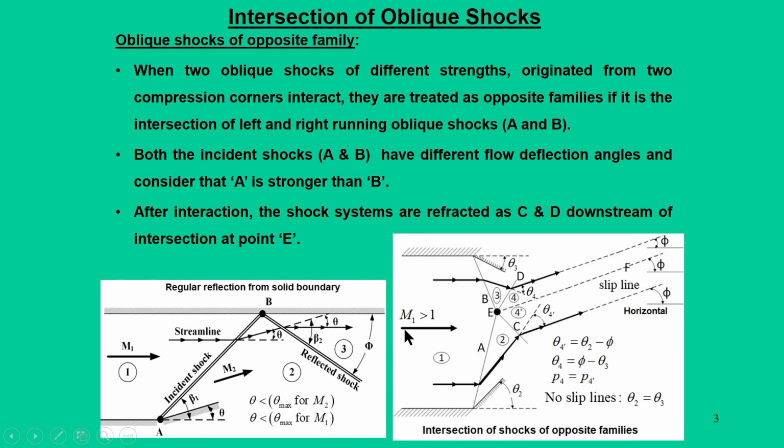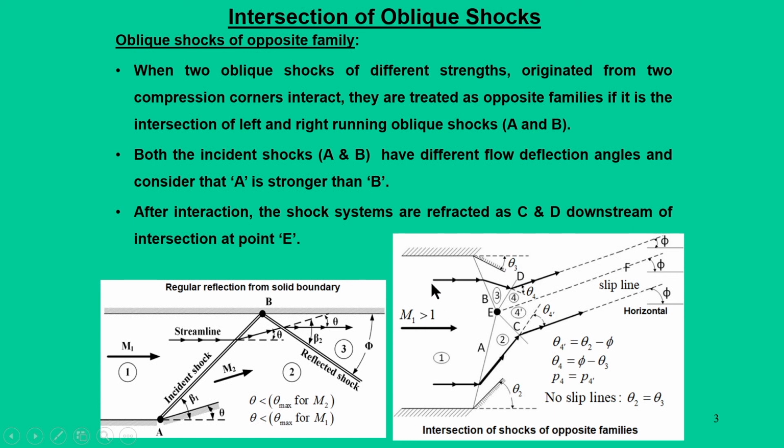For example, a streamline that comes and interacts with the oblique shock A. Because this compression corner for the oblique shock A has a flow deflection angle theta 2, the streamline in region 2 will be deflected by an angle theta 2, and it will have its own shock angle, and finally it will meet the refracted shock C.